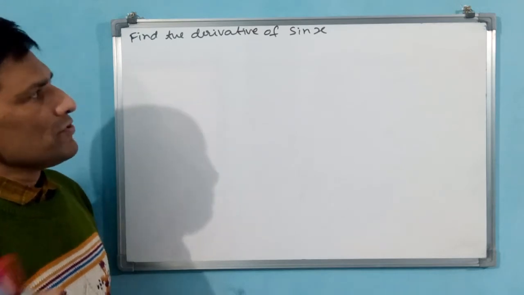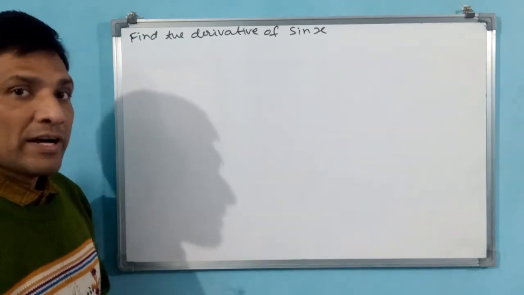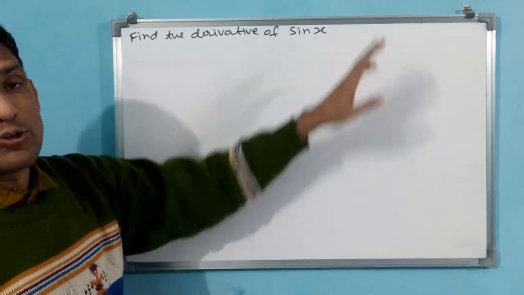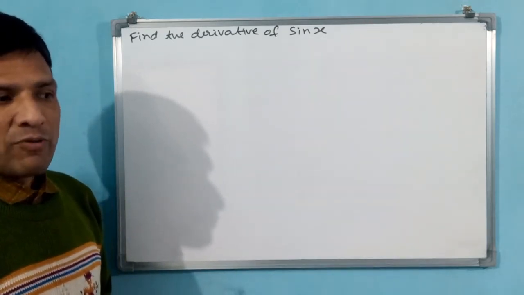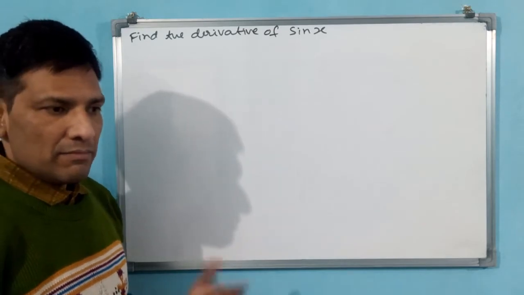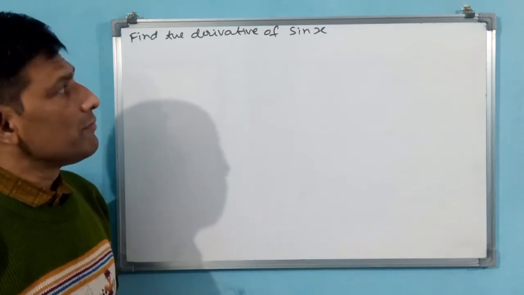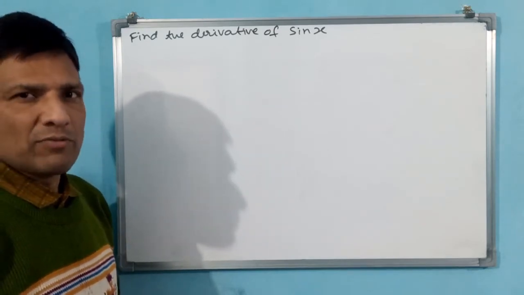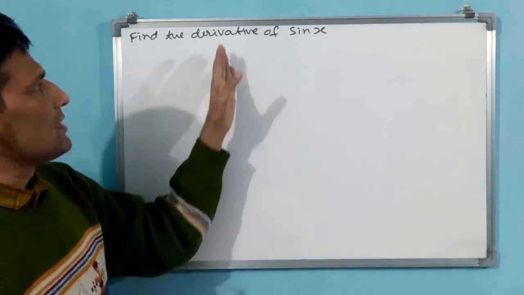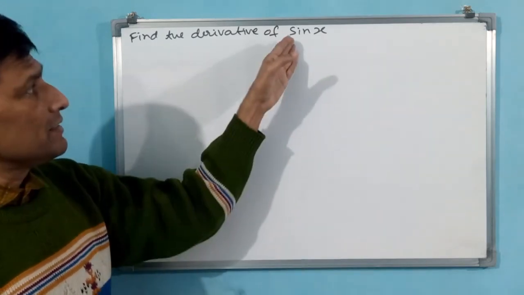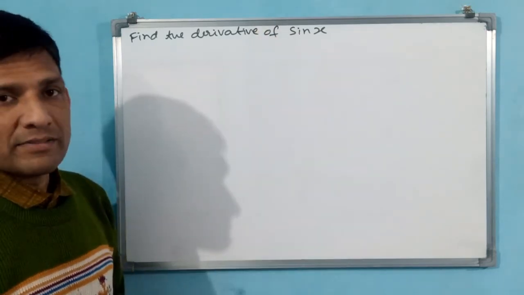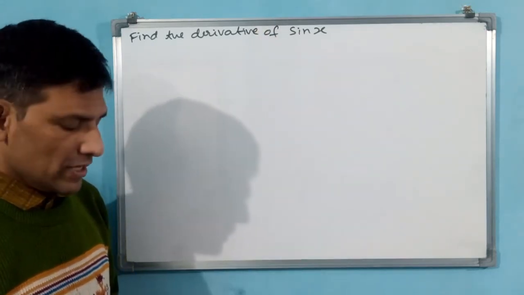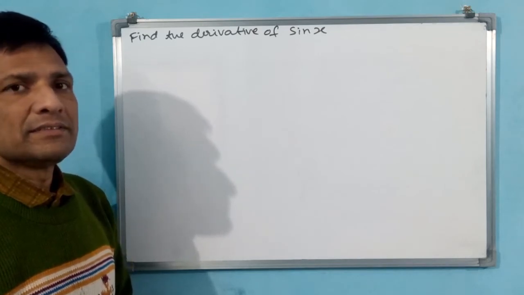See, d by dx sin x we have already done, but at that time we did it at x equal to 0. That was not the basic principle, or something we have written. Here they have not given the x value directly, but you have to find the derivative of sin x. How to find this?